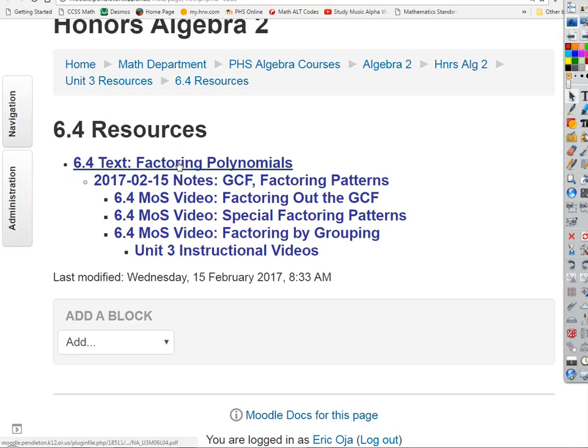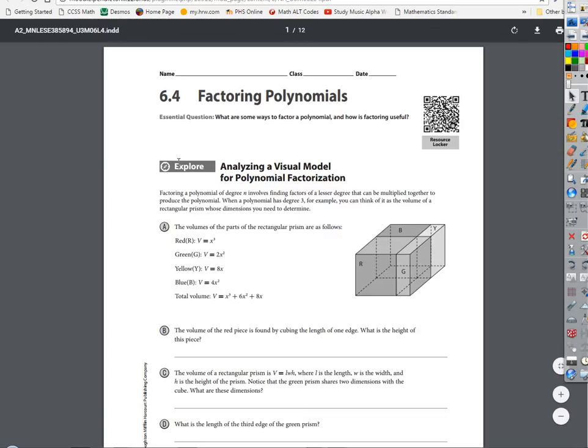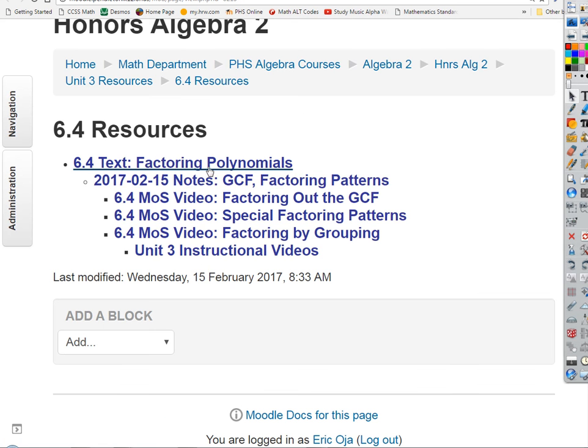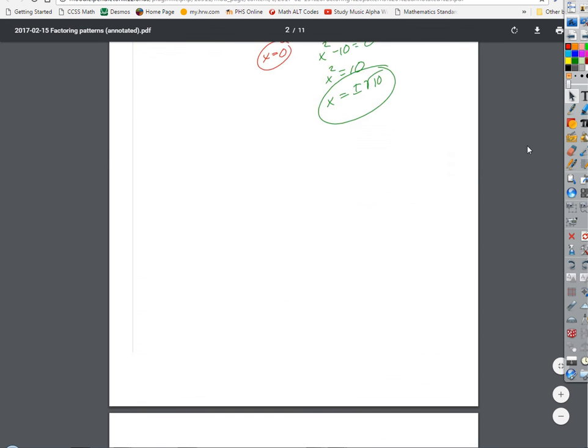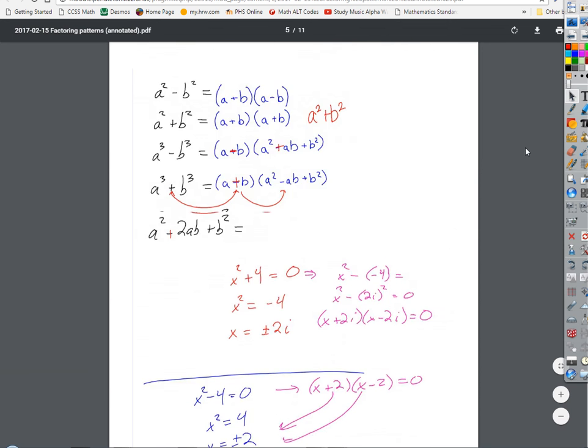So the top link, you click on it, it opens a new page with a PDF of the textbook, which you can download if you want to, or you can just look at it. I'll have a section with notes. So if you go to that, these are the PDFs of all the class notes we had for that stuff.